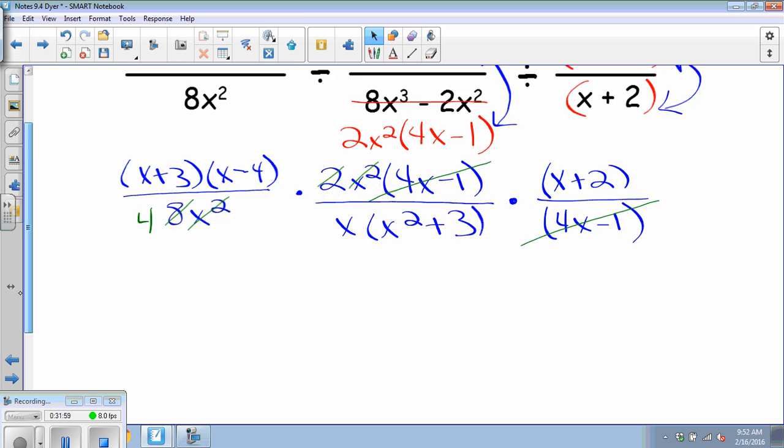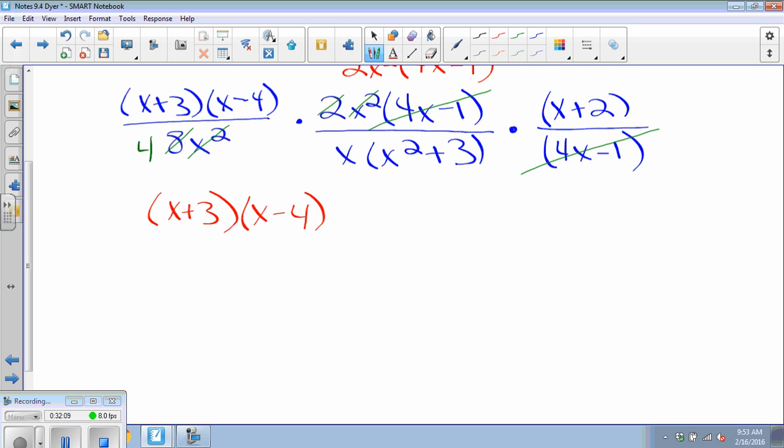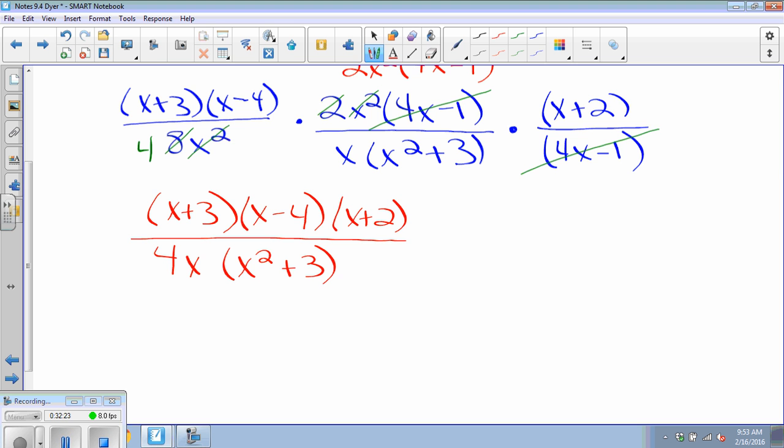So now I'm going to write what's left. So I have x plus 3 times x minus 4. And I go across times x plus 2. Over, at the bottom I have 4 times x squared plus 3. So that's simplified. That's as simplified as I can get it. The last thing I need to do is state all of my excluded values.